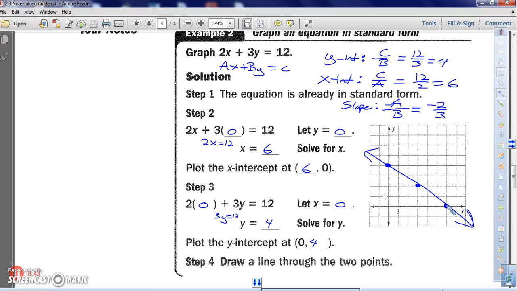So again, there's a couple ways you can find the intercepts. If you let the opposite variable be 0, you can find an intercept. If you let x equal 0, you find the y-intercept. If you let y equal 0, you find the x-intercept. And you can also use the shortcuts for the slope.